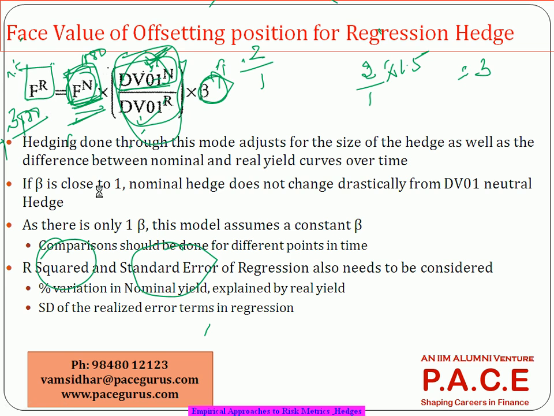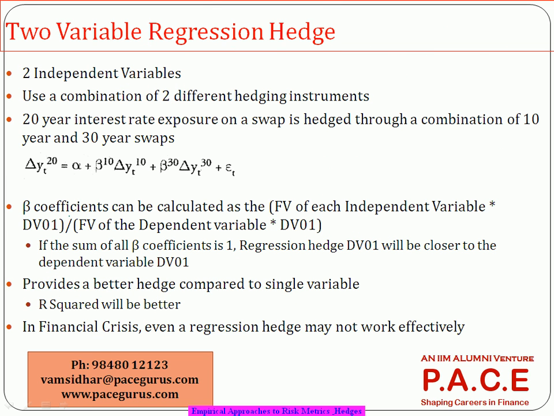The same logic, if you are extending it to two variables, let's say you want to hedge a 20-year maturity bond using a 10-year maturity bond as well as a 30-year maturity bond. Again, the same logic we are following. We will observe over a period of time how the 20-year rates are changing. What is the change in a 20-year rate, probably on a monthly basis or whatever? What is the change in the 20-year rate? And also change in a corresponding 10-year rate and 30-year rates.